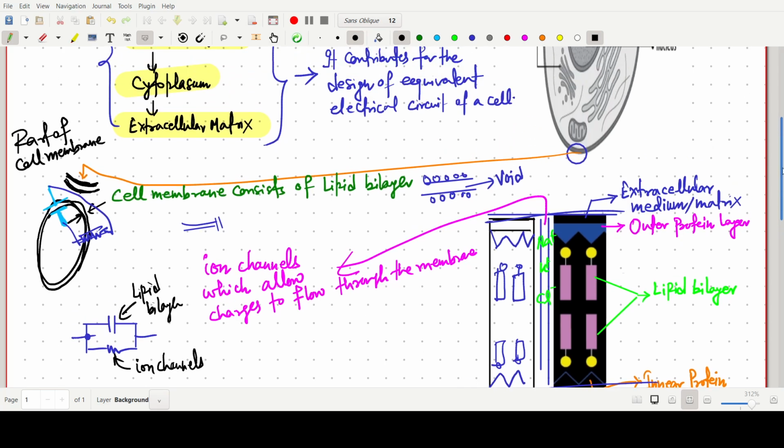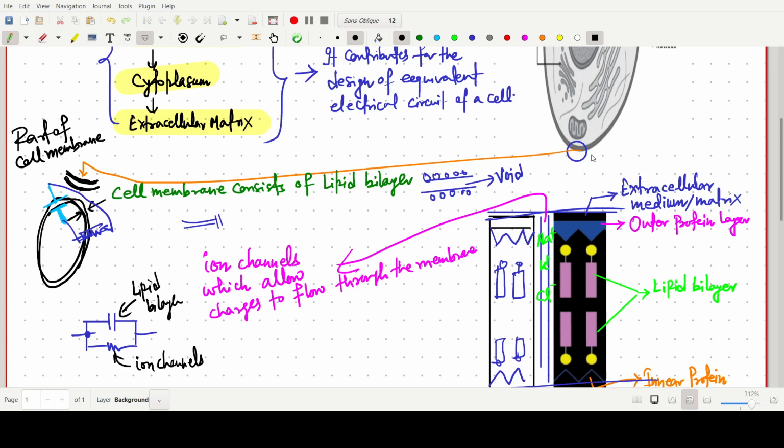If you see the picture, it seems like a simple lipid layer, but in between there is some gap through which there is a flow of ions. That will provide some resistance. So this part is simply one capacitive term and one resistive term in parallel, which we call Cm and Rm, the capacitor and resistor present in the cell membrane. So this part is clear.